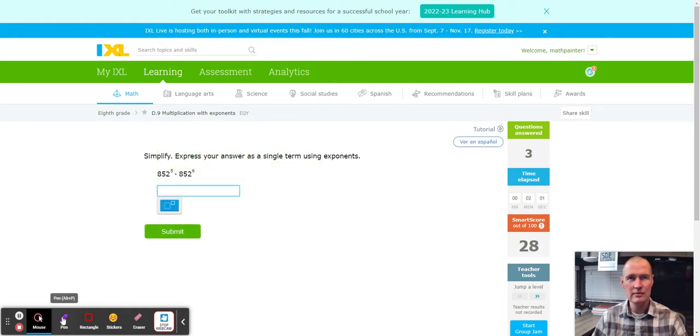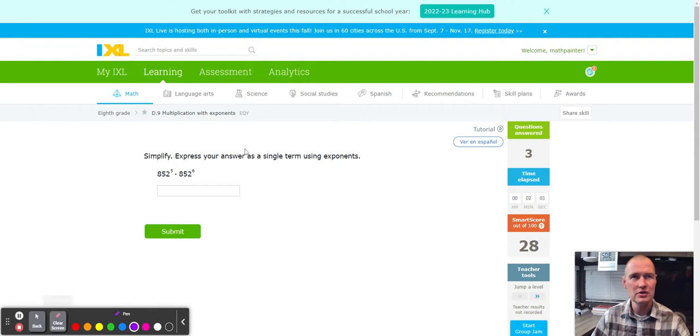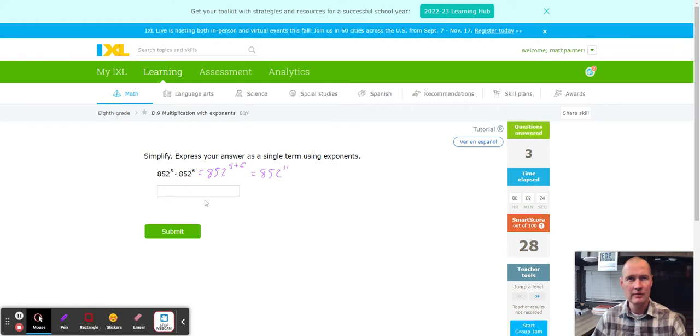All right, next step, we got 852 to the 5th power plus 6 equals 852 to the 11th power, because 5 plus 6 is 11. All right, so 852 to the 11th power.